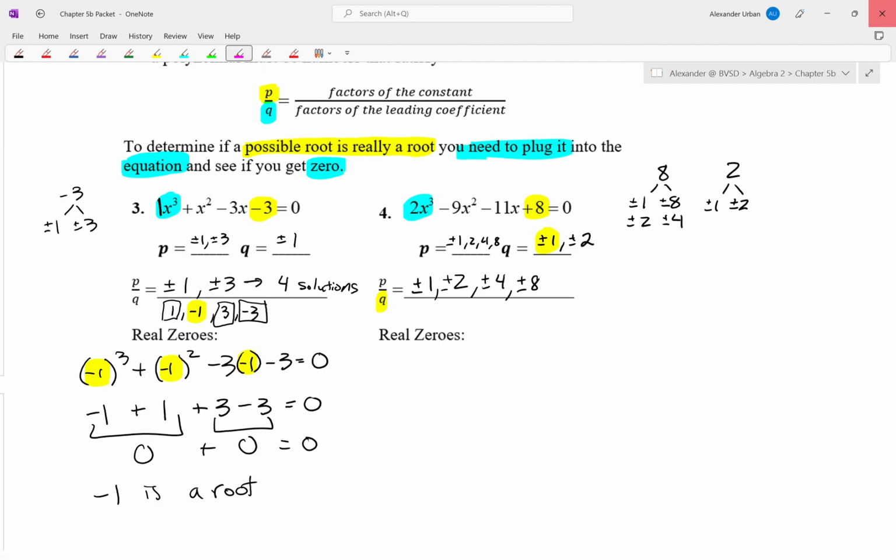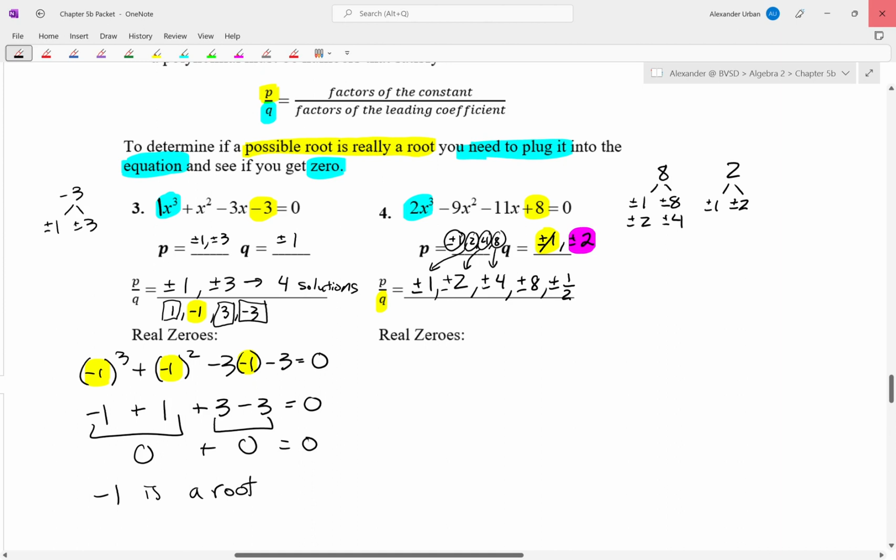But we should do some math behind dividing everything by 2. So quickly, we've taken care of the plus or minus 1 for the Q value. We now need to divide 1 by 2. So we're going to end up with another possible root, I should say, of 1 over 2. But 2 divided by 2 is just going to get us 1. That's just a repeat. 4 divided by 2 is another repeat of plus or minus 2. And then 8 divided by 2 is plus or minus 4.